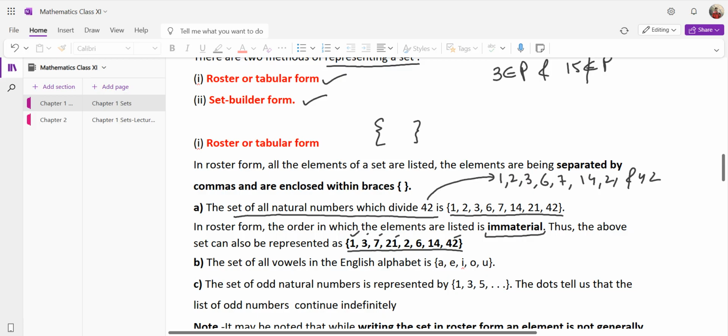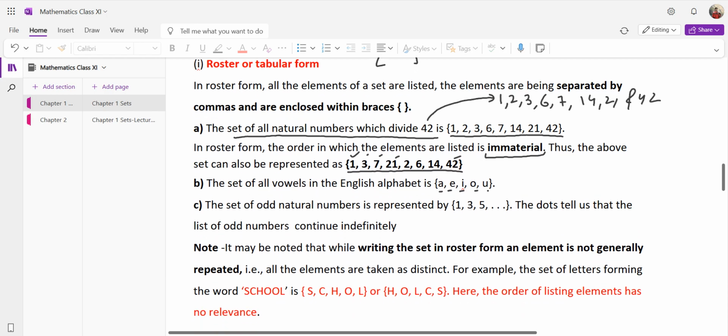The set of vowels in the English alphabet is A, E, I, O, U. We can write the vowels within braces. This is the roster or tabular representation of the set of vowels in the English alphabet. Similarly, if we have to write the set of odd natural numbers, we can write it as 1, 3, 5, and the dots tell us that the list of odd numbers continues indefinitely.